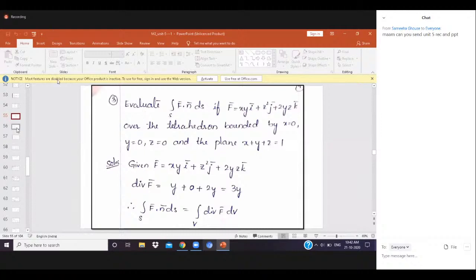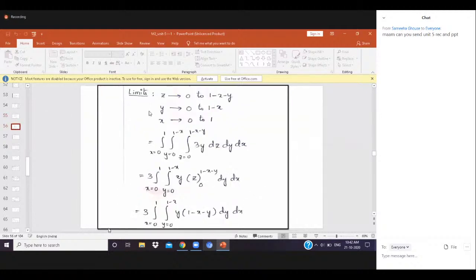Here f bar is given, so we directly calculate the divergence of f bar according to the formula: dou f1 by dou x plus dou f2 by dou y plus dou f3 by dou z, if f bar is f1 i bar plus f2 j bar plus f3 k bar. Directly we'll get the value as 3y. So instead of evaluating the integral over S of f bar dot n bar ds, we are evaluating the other side, the integral over V of divergence of f bar dv.